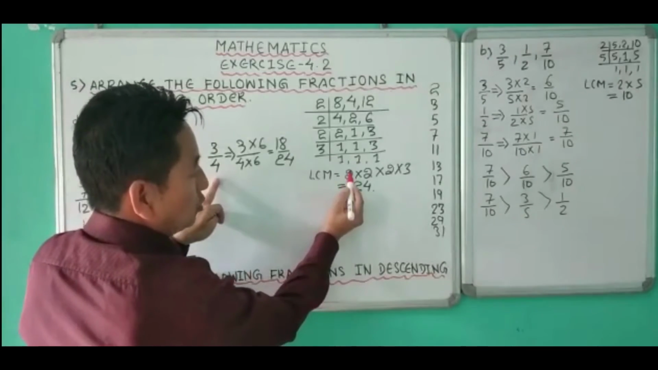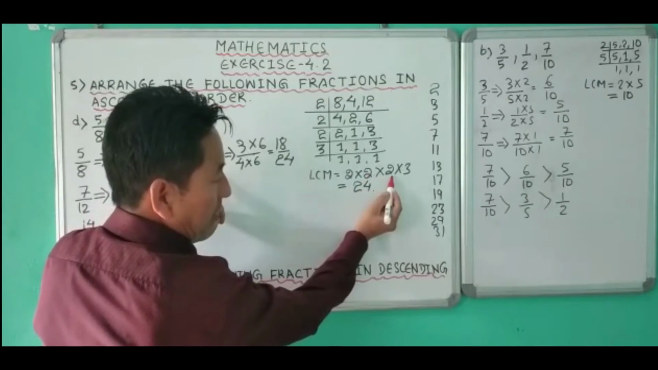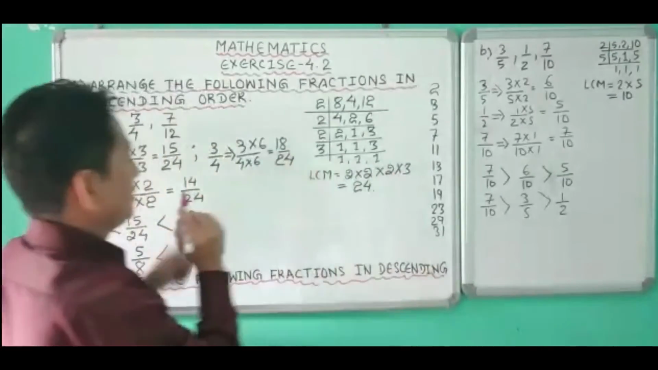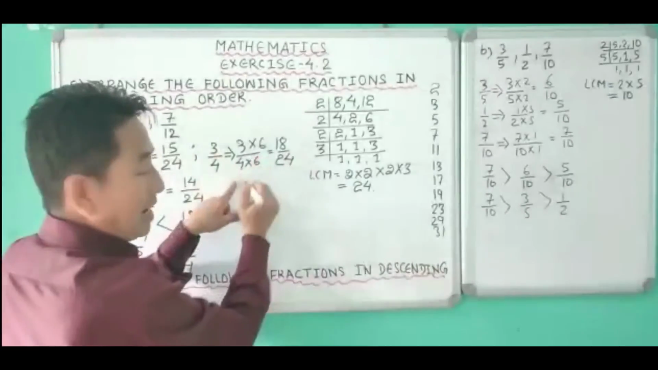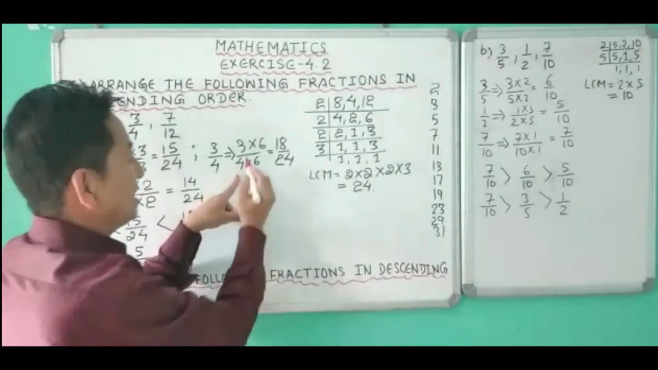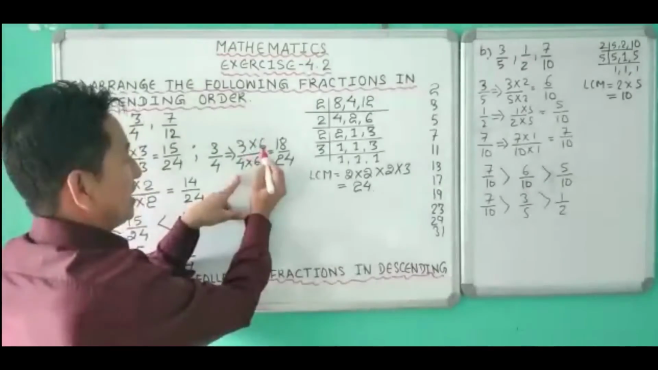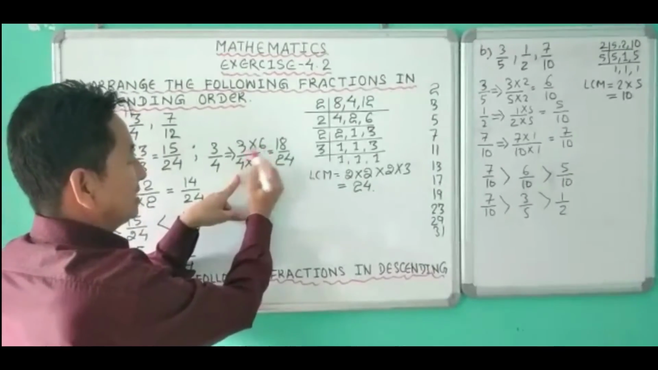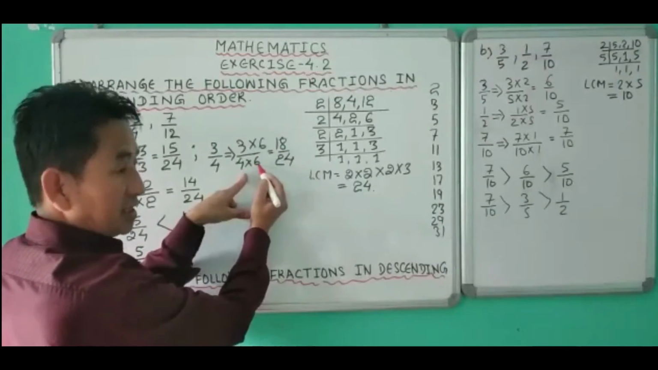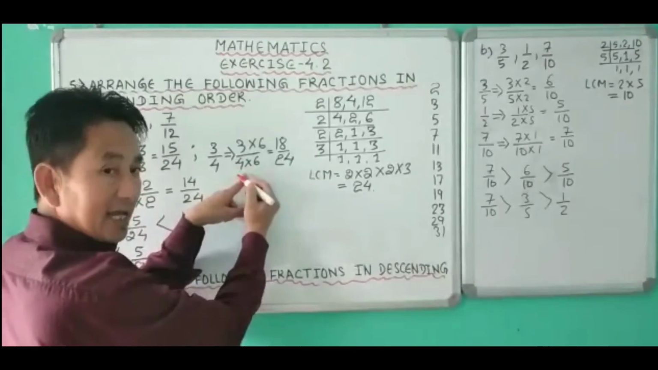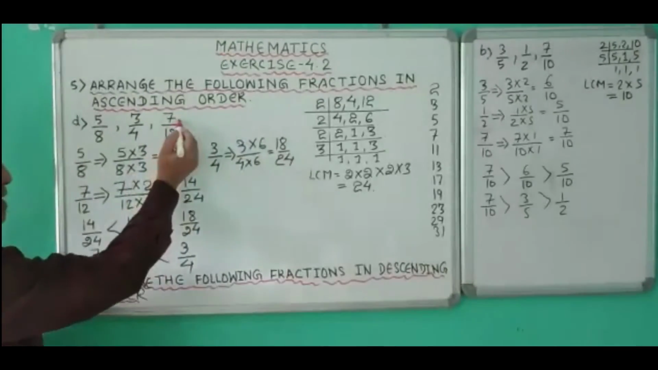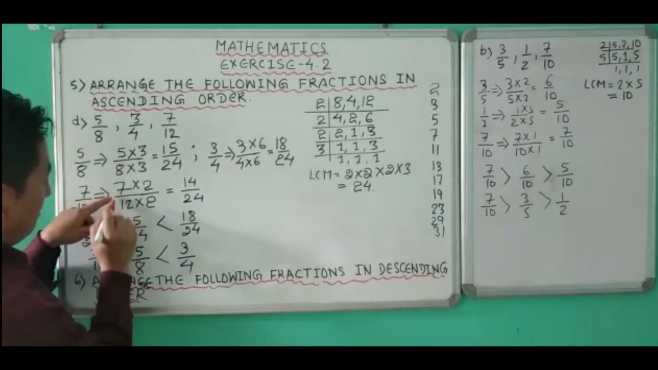Now second fraction here, 3 by 4. Now make it here 4. 2 2s are 4. What are left number? 2 into 3. 2 3s are 6. 4 6s are 24. 3 by 4 is multiplied by 6. Both numerator and denominator is multiplied by 6. 6 1 is 6, 6 2 is 12, 6 3 is 18, 6 4 is 24. 18 by 24.